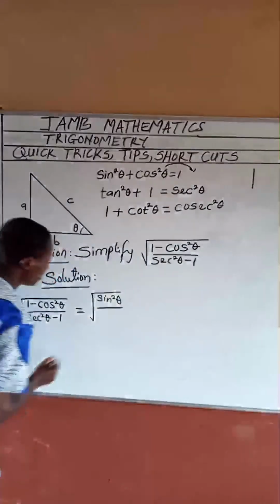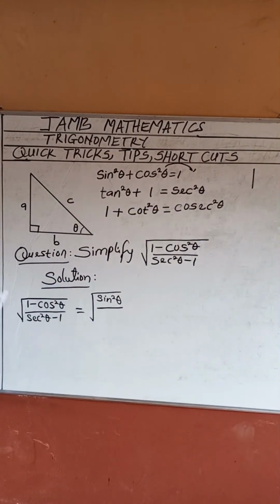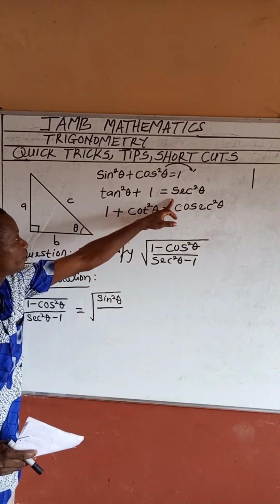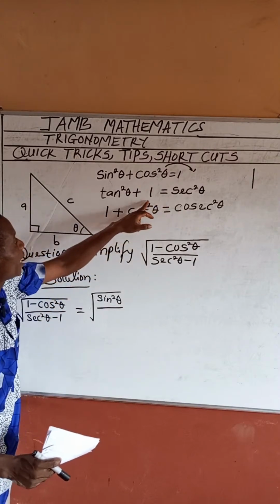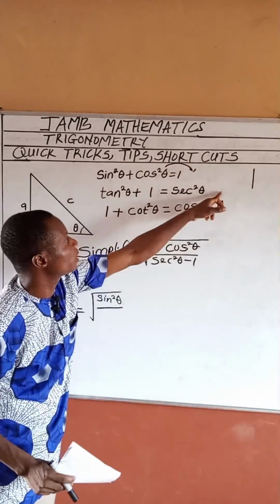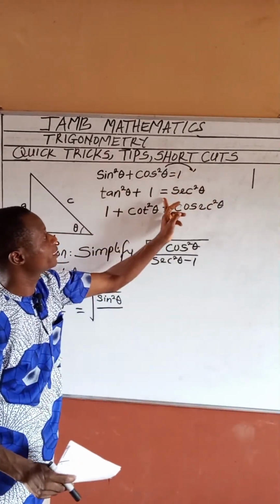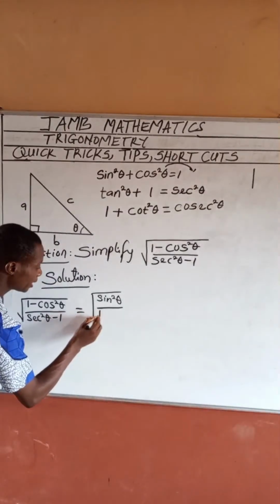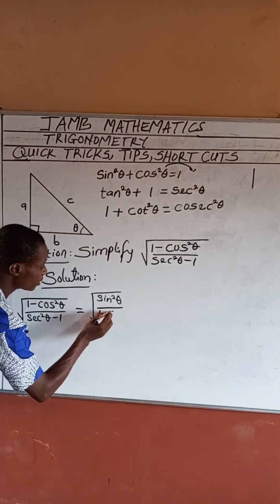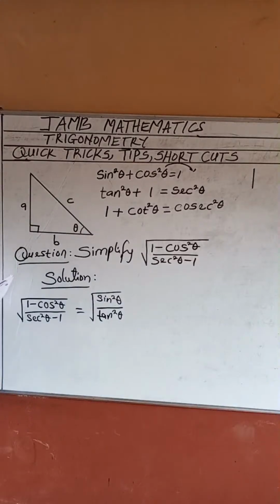So this is divided by sec squared theta minus 1. This is where we have sec squared theta, right? So what is sec squared theta minus 1? You have sec squared theta minus 1, so this gives us tan squared theta.